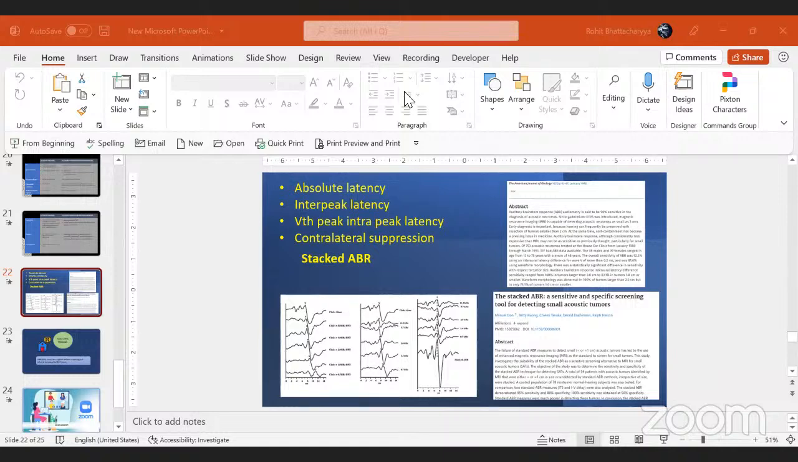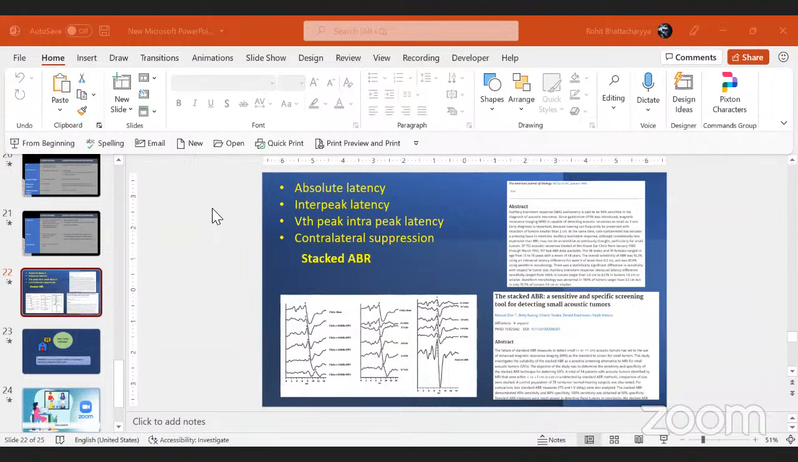Then there's another question. What audiological findings suggest a retrocochlear pathology? Dr. Niteshwar sir has asked what audiological findings suggest a retrocochlear pathology.